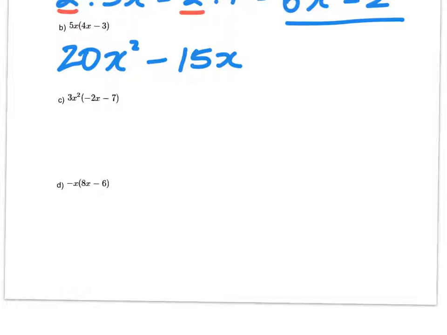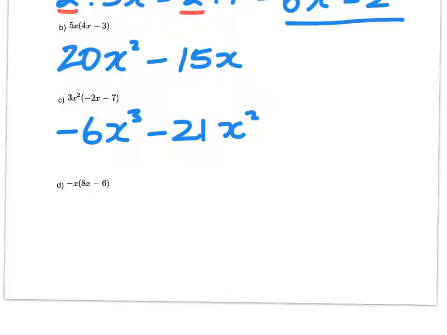So we continue. You can see the next one we have is 3x squared by minus 2x minus 7. So the 3x squared is going to be multiplied by the minus 2x, and the 3x squared is going to be multiplied by the minus 7. So 3x squared by minus 2x, so 3 times minus 2 is minus 6. X squared times x is x cubed. And now we multiply 3x squared by minus 7, so we get minus 21x squared.